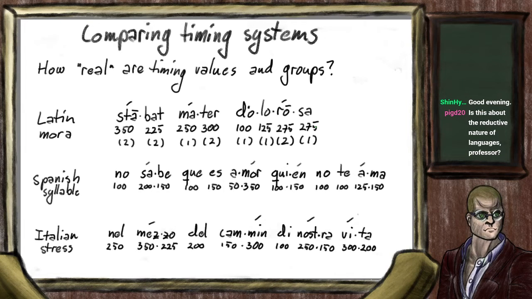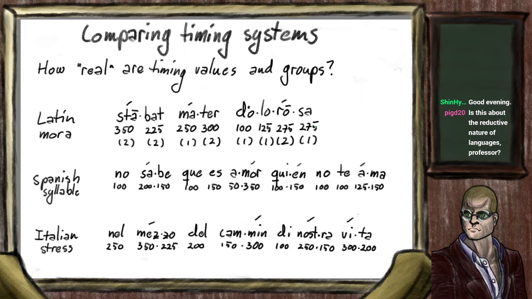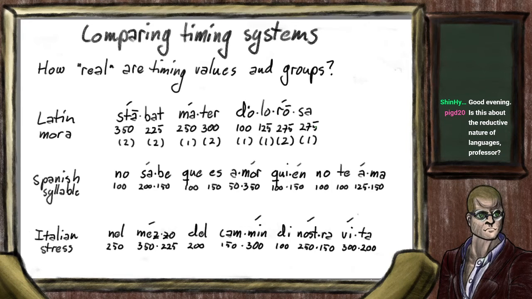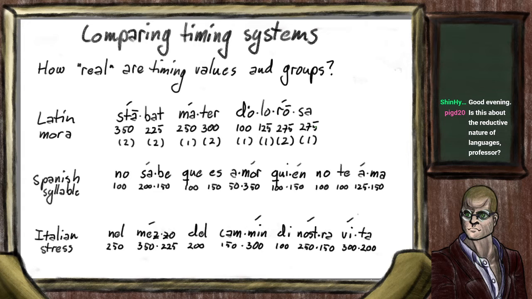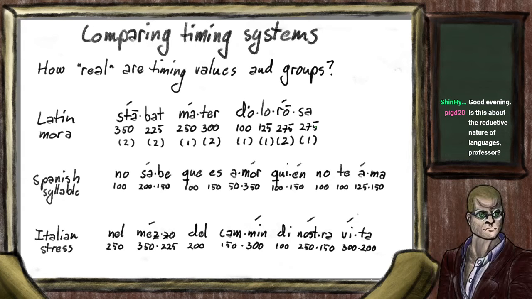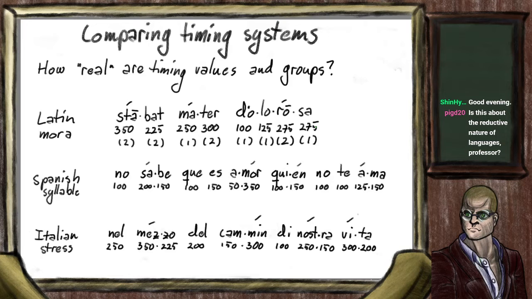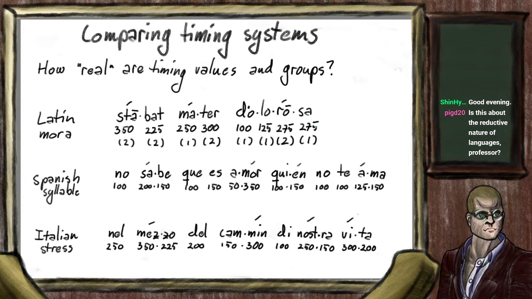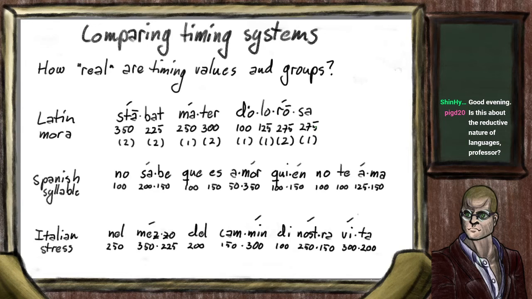Then for Spanish, the example line was "No sabe que es amor quien te no ama," which is a line from, who was that? Paco de Lopa? Something de Lopa. I would have looked up something from Cervantes, but he didn't actually write a lot of poetry, so I wanted to have a poetic example for all languages.